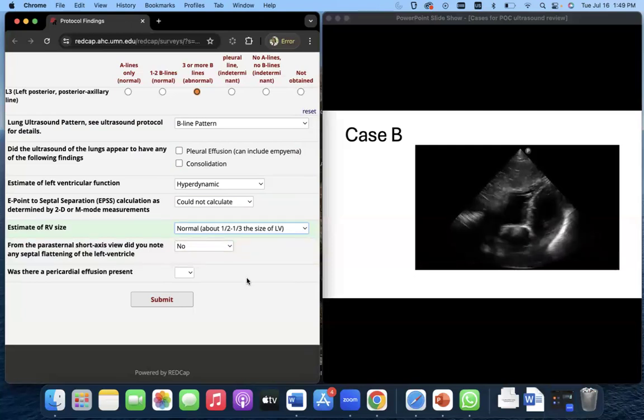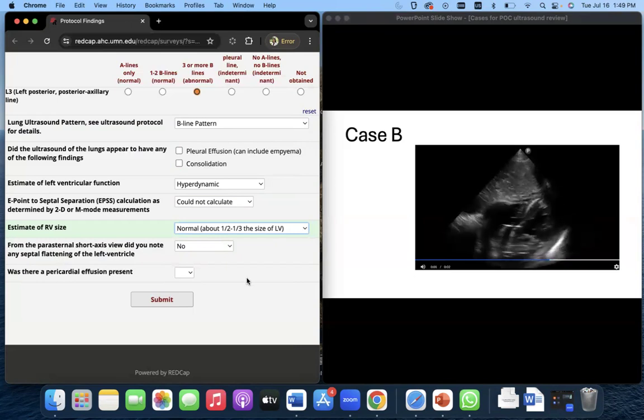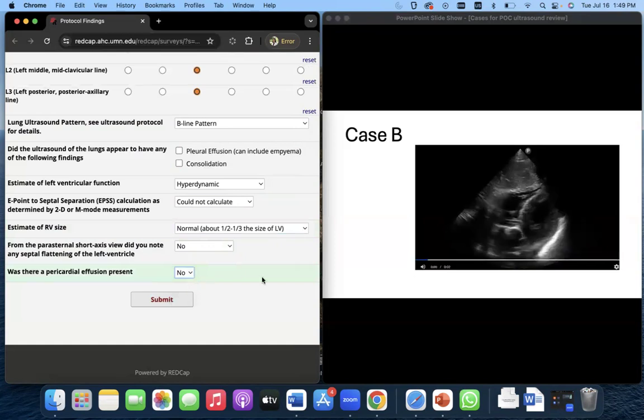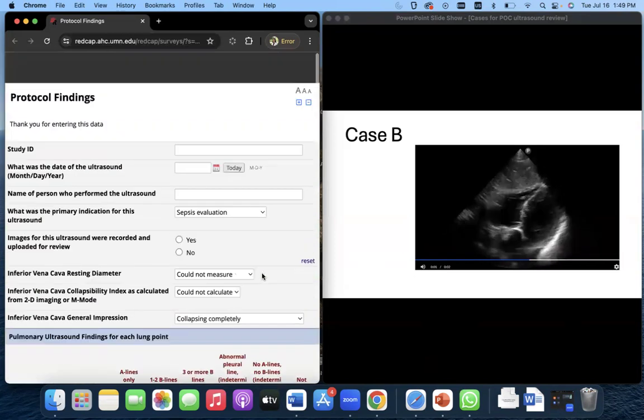No signs of right ventricular pressure overload or effusion. Yeah, I'm not seeing any pericardial effusion either. Okay, so that would be it for this patient. Yes.